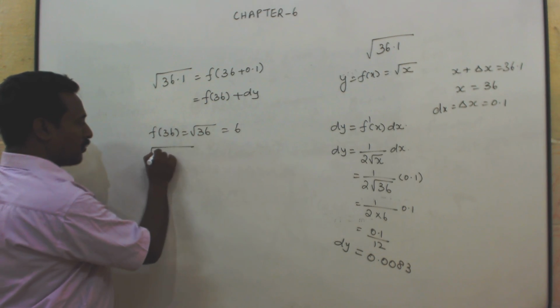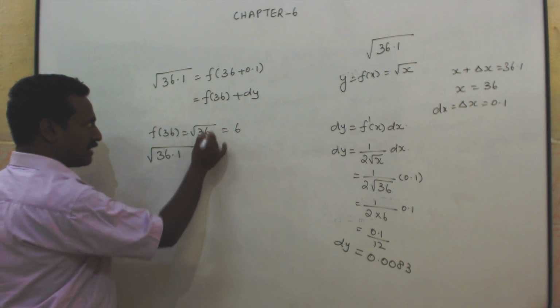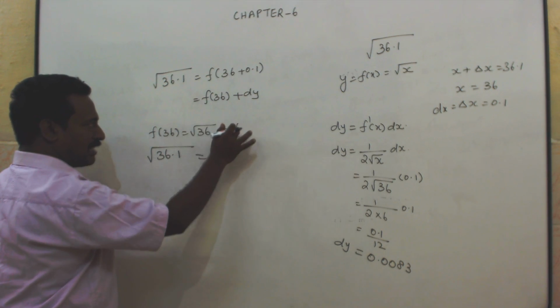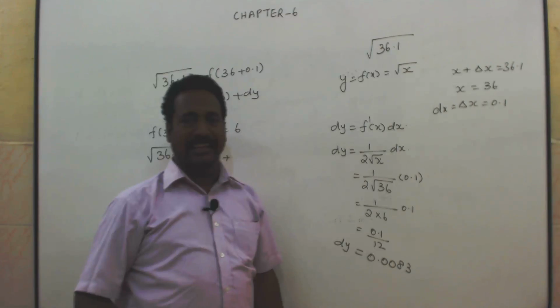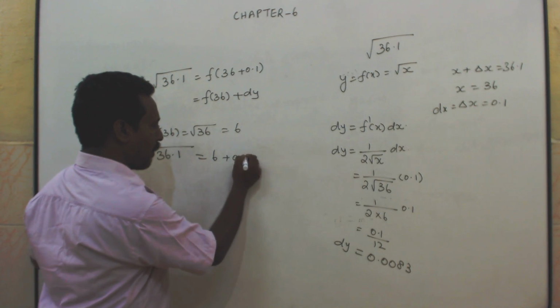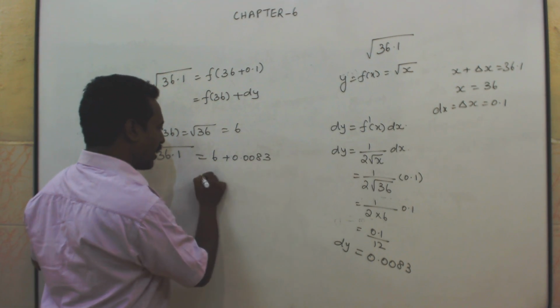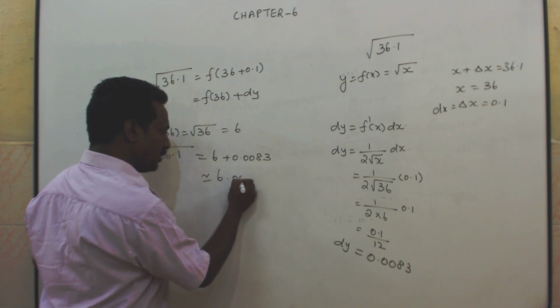Now, root of 36.1 is equal to f of 36, which is 6, plus 0.0083, which is approximately equal to 6.008.